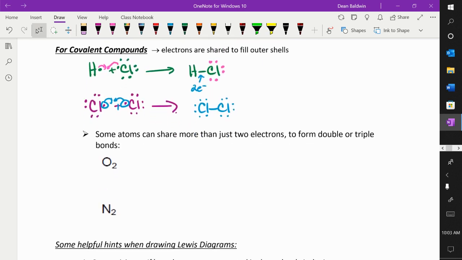Sometimes you can share more than one electron. So oxygen, if you remember, has 6 electrons. So it looks like this.